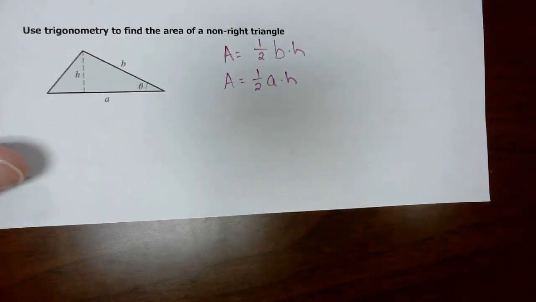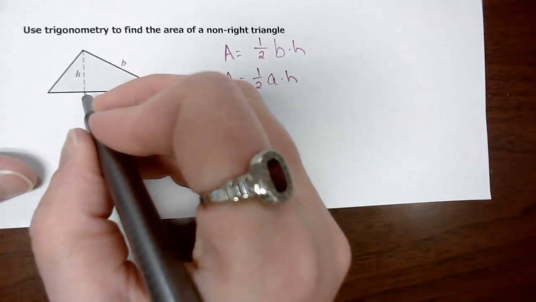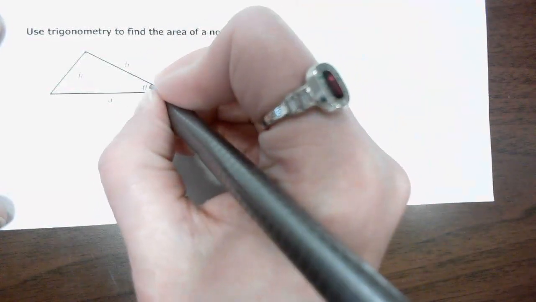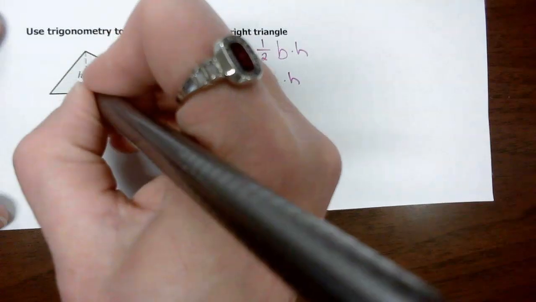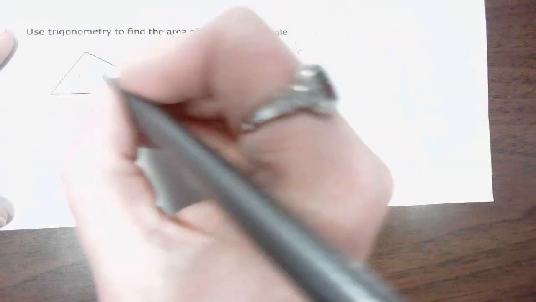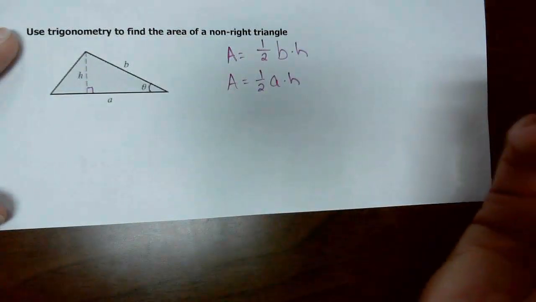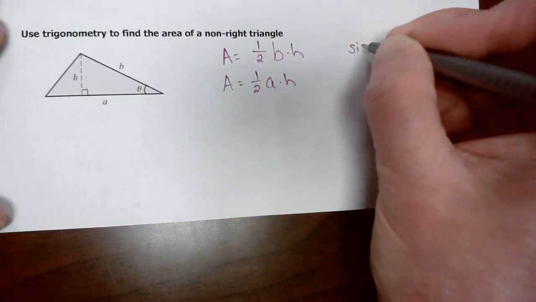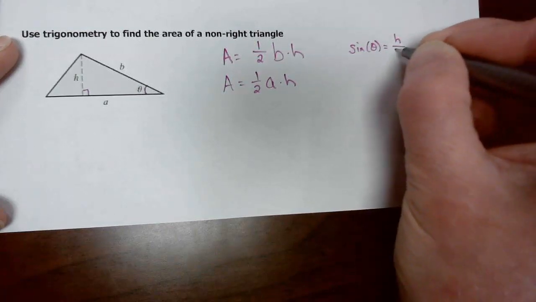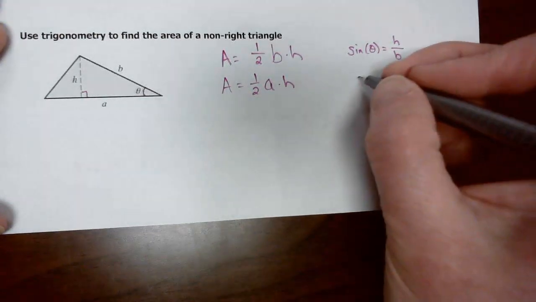Well, a lot of times I'm not going to know what this H is. So what we're going to do is I'm going to use this angle and look at this as a right triangle. And I'm going to relate H and B. So H is opposite that angle. B would be the hypotenuse of this little right triangle. So sine of that angle would equal H over B. I'm going to solve for H.